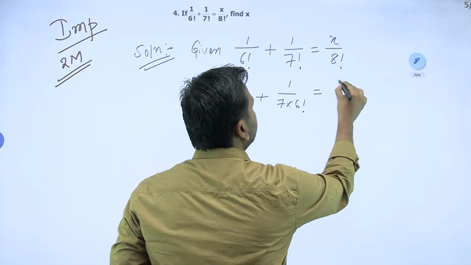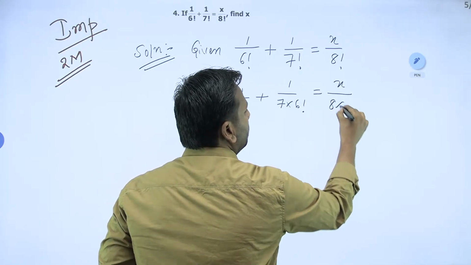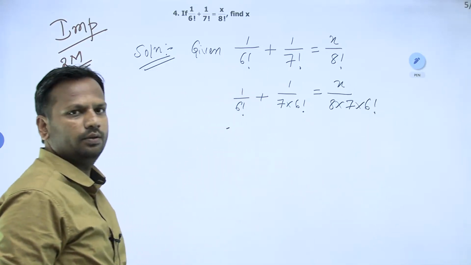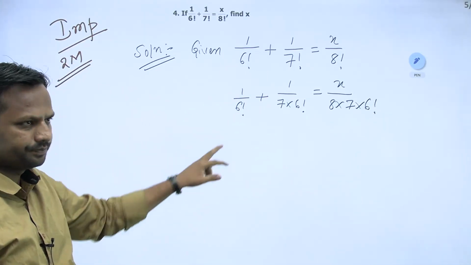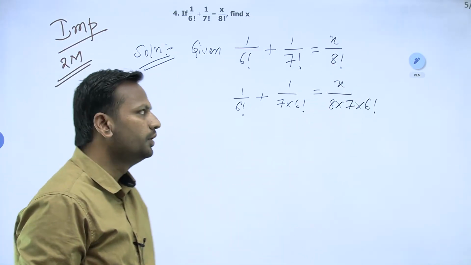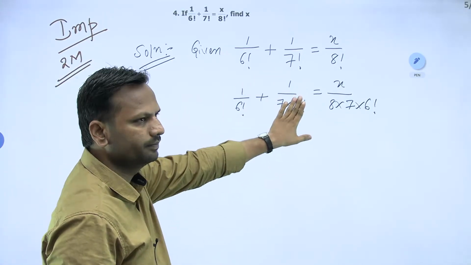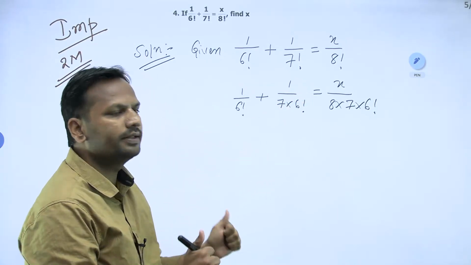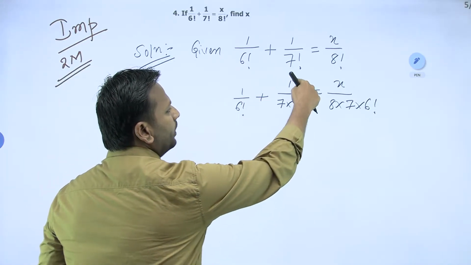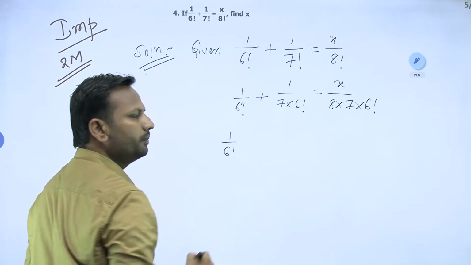In the same way, on the RHS side also, x divided by 8 factorial. How do I express it? 8 into 7 into 6 factorial, right? Looking to the least factorial, I'll split 8 factorial as 8 into 7 into 6 factorial. Now you see, students, on the LHS side, it is a sum of two terms, a plus b. Yes or no? In these two terms, what is the common thing here? What is the common term? 1 by 6 factorial. Here also we have 1 by 6 factorial.